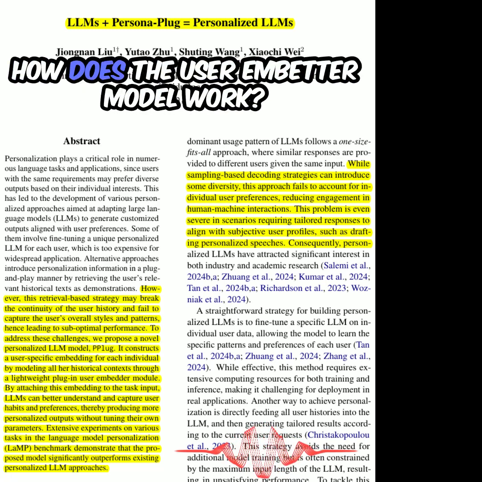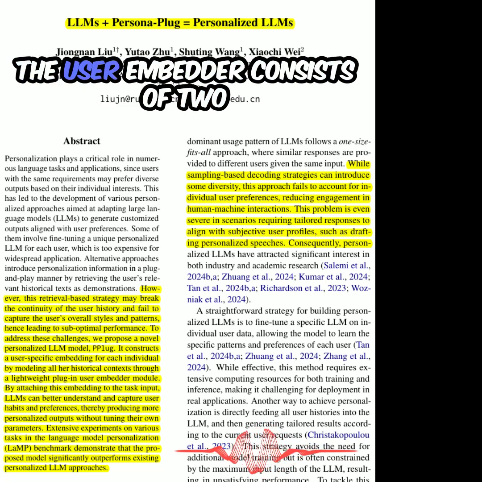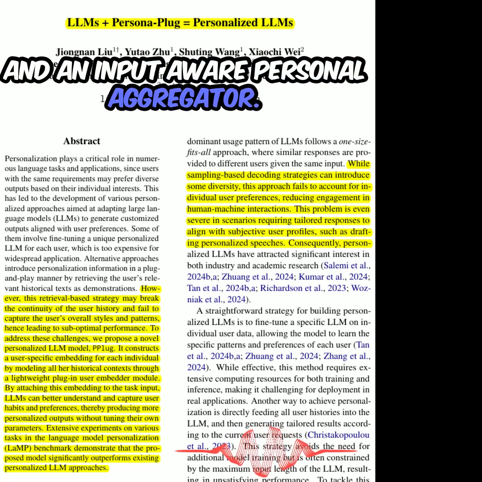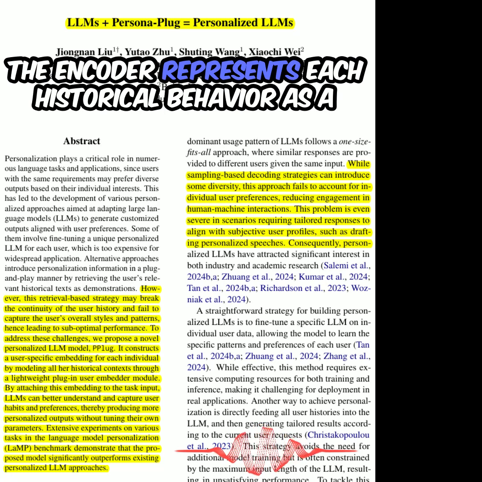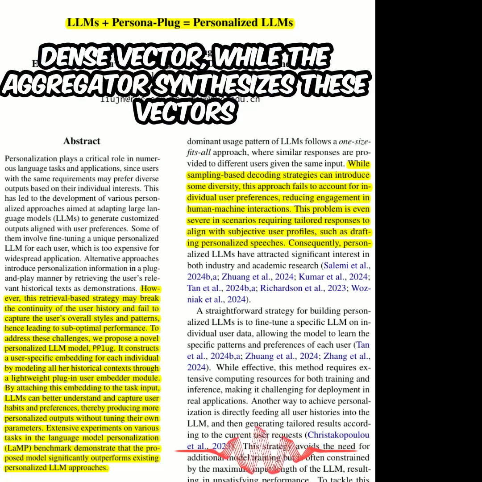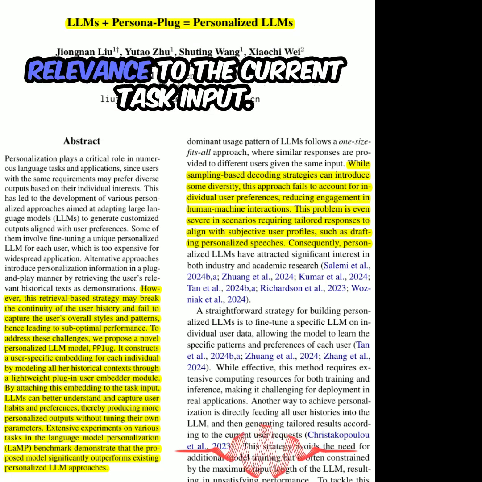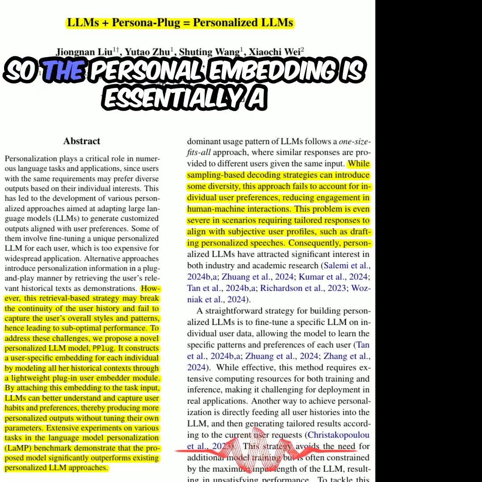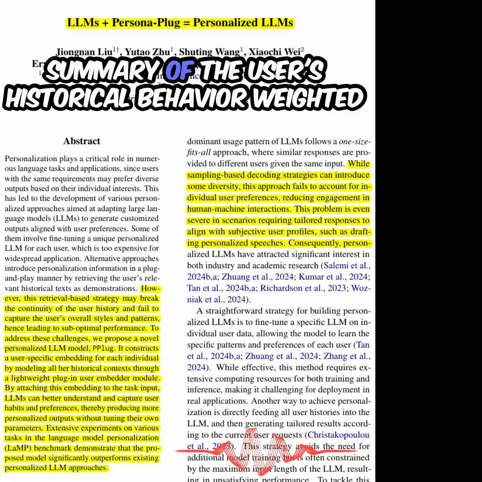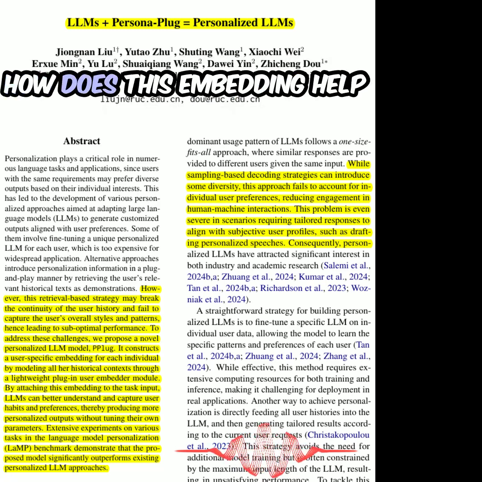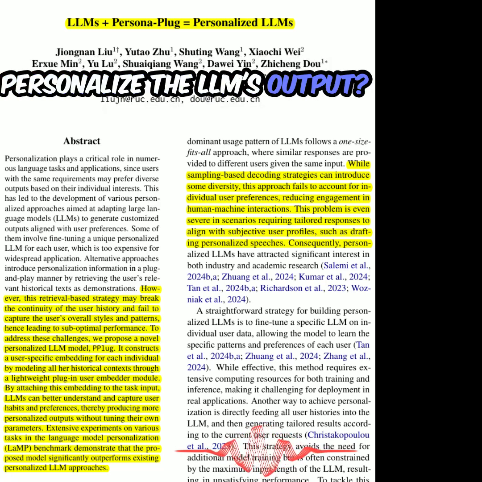That's interesting. How does the User Embedder module work? The User Embedder consists of two main components: a user behavior encoder and an input-aware personal aggregator. The encoder represents each historical behavior as a dense vector, while the aggregator synthesizes these vectors into a single personal embedding based on their relevance to the current task input. So the personal embedding is essentially a summary of the user's historical behavior weighted by its relevance to the current task. How does this embedding help personalize the LLM's output?